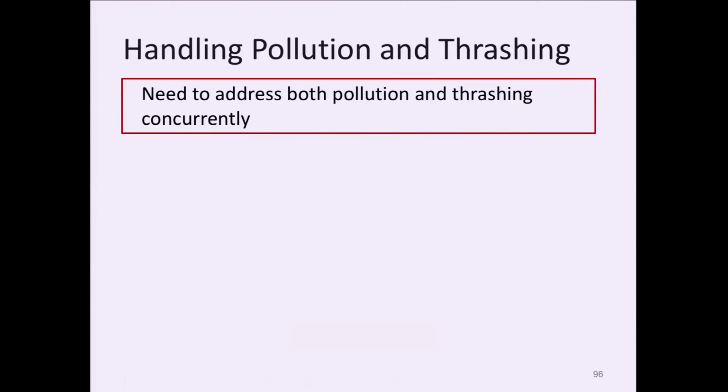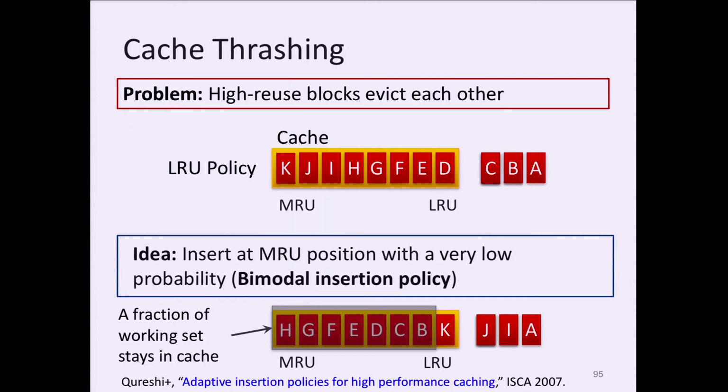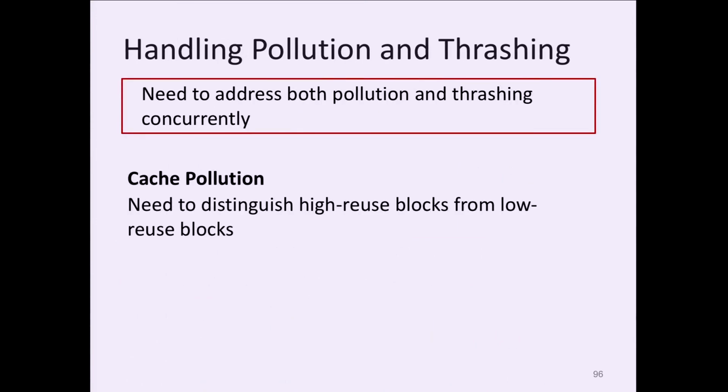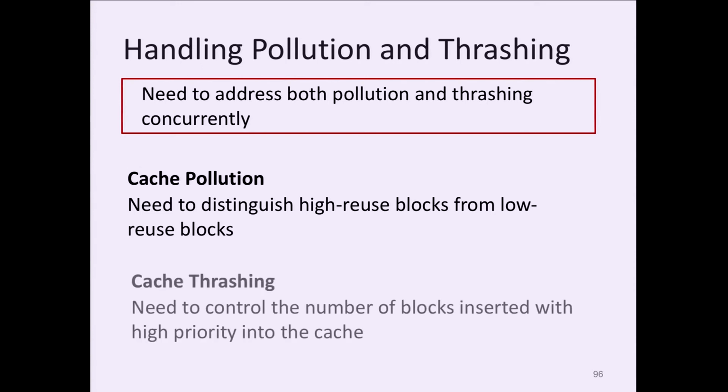Okay, so you need to address both of these actually concurrently. Bimodal insertion policy doesn't address the first part, pollution, as much. And cache pollution, you need to distinguish between high reuse blocks from low reuse blocks. And cache thrashing, you need to control the number of blocks inserted with high priority into the cache. And bimodal insertion policy does a good job of that. Other papers have improved upon that later on, which you can read, or you can ask me for pointers.